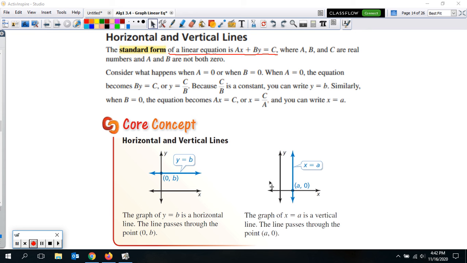So these aren't very difficult to do. The only thing is just remember which one is which. That the horizontal ones are going to be y equals the number, and the vertical ones are x equals the number. So let's go ahead and continue to look at a couple examples for that.